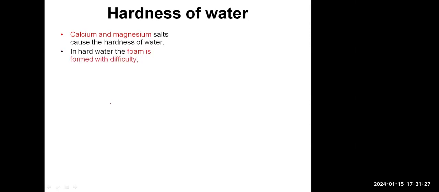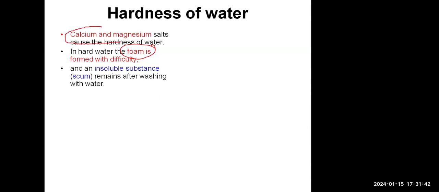Now, hardness of water. Water is hard because of calcium and magnesium salts present in it. These are calcium and magnesium salts which make it hard. So it is difficult to get foam in this water. You will keep on applying soap on your palm, but you will get foam with difficulty because calcium and magnesium salts are already present in it. In fact, it will keep producing an insoluble substance which is called scum. Scum keeps on getting produced.